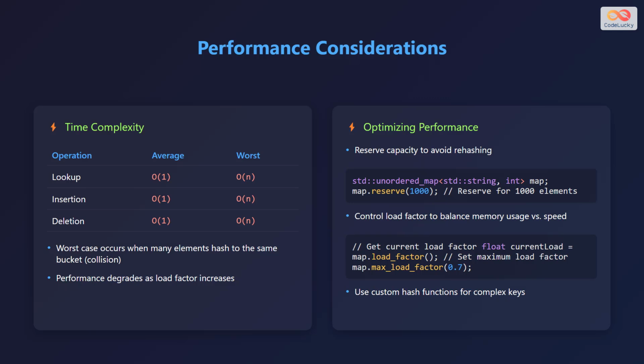Several factors can affect the performance of unordered maps. The worst-case performance occurs when many elements hash to the same bucket, leading to collisions. Also, performance tends to degrade as the load factor, which is the ratio of the number of elements to the number of buckets, increases. To optimize performance, you can reserve capacity to avoid rehashing, which happens when the map needs to allocate more buckets as it grows. Also, you can control the load factor to balance memory usage versus speed. A lower load factor increases the number of buckets, which can reduce collisions but increases memory consumption. Finally, you can use custom hash functions for complex keys to ensure a more uniform distribution of elements across buckets.